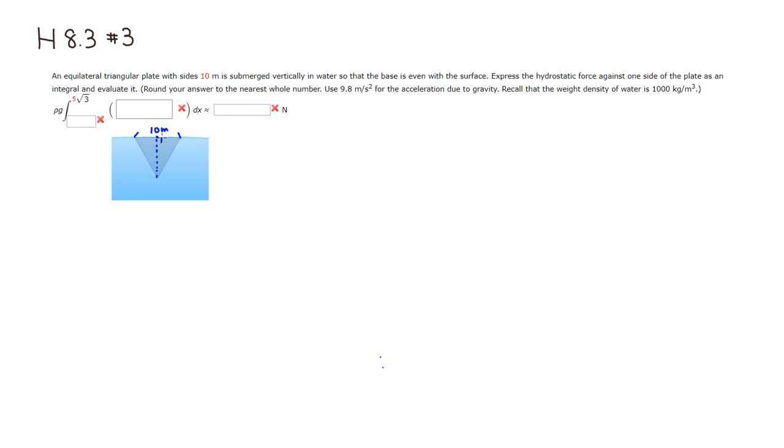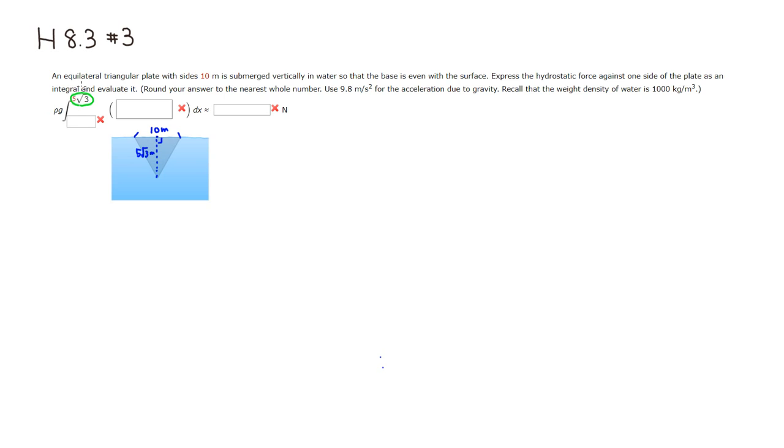we can see a 30-60-90 triangle. So half of that is 5. Then this is going to be a 1 to square root of 3 ratio, so it's going to be 5 square root of 3 meters. That's why we have a 5 square root of 3 there.